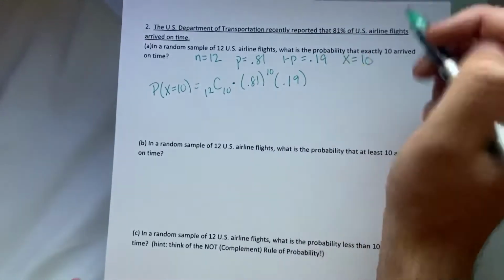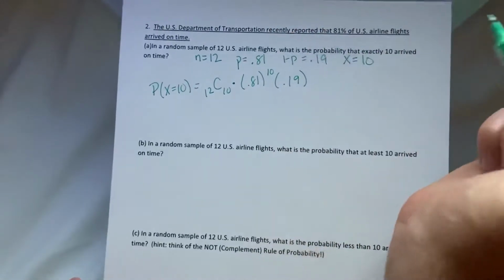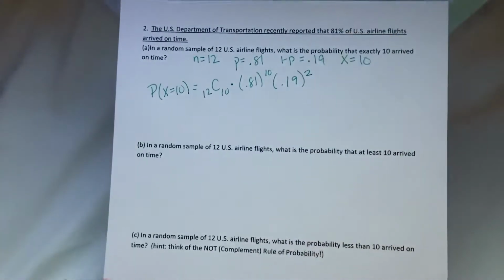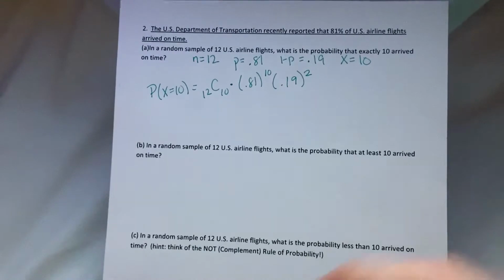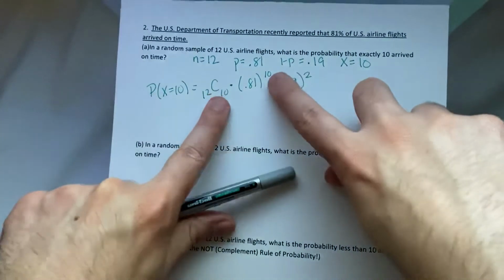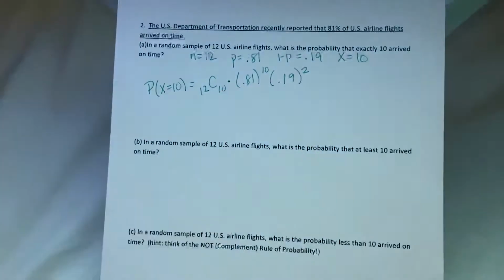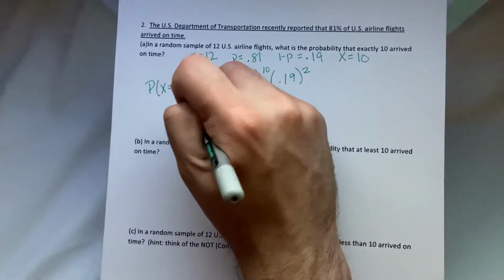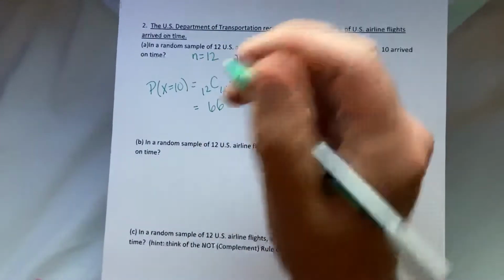How many failures did we have? If 10 out of 12 were on time, that means 2 out of 12 were not. Notice these two numbers, the exponents, are always going to add up to n, and the two on the inside always add up to 1. So there are some ways to keep yourself in line. Now 12 choose 10, put it in your calculator. I believe it was 66.